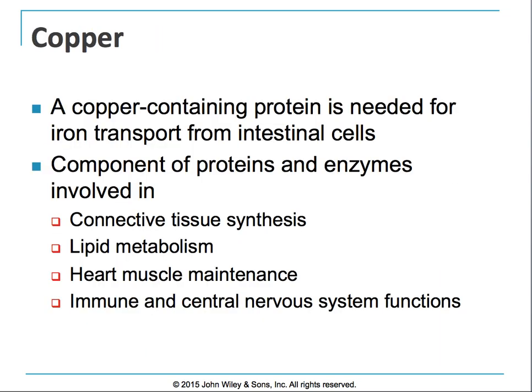Next trace mineral, we're going to talk about copper. Copper containing protein is needed for iron transport from intestinal cells. So another crossover where we see multiple minerals working together. Copper is a component of proteins and enzymes that are involved in connective tissue synthesis, lipid metabolism, heart muscle maintenance, and immune and central nervous system functions.